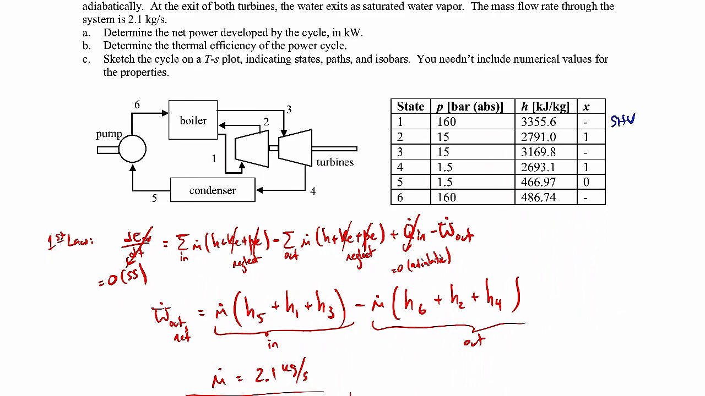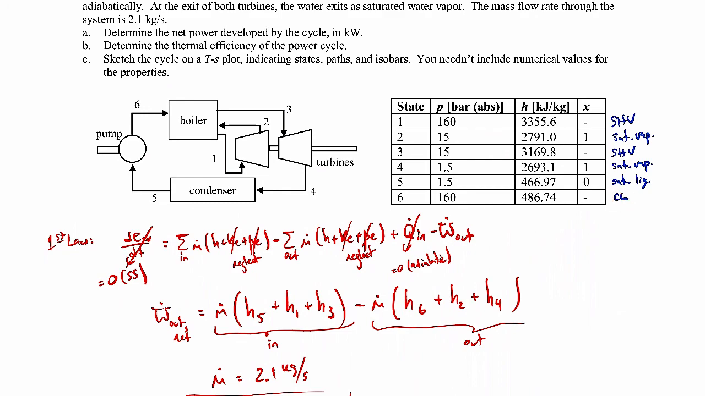Of course, state 2 here is a saturated vapor because the quality is 1. State 3, what you'll find is that is also a superheated vapor when you go back to the thermodynamic property tables. State 4 is a saturated vapor because the quality is 1. State 5 is a saturated liquid because its quality is 0.